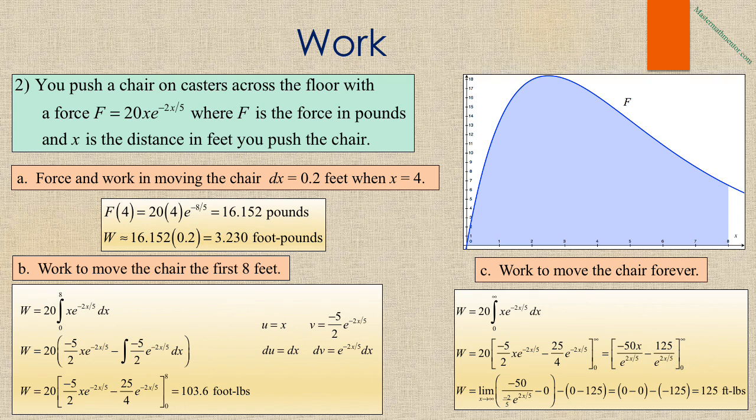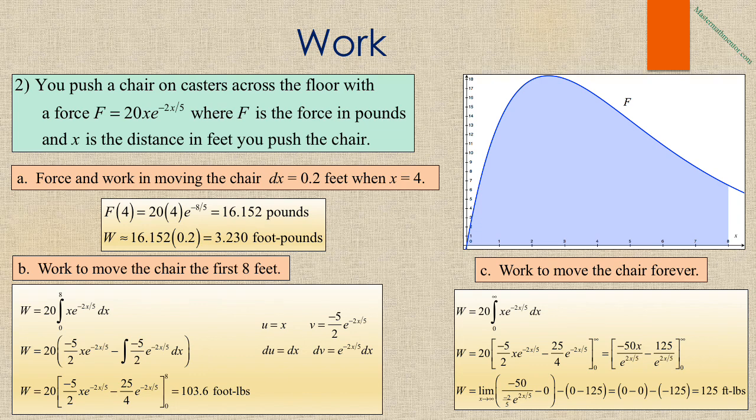We can use L'Hopital's rule for the infinity problems, and we get the limit as x approaches infinity of negative 50 over negative 2/5 e to the 2x over 5, minus 0. And then plugging in 0, we get minus quantity 0 minus 125. Again, using L'Hopital's rule, we get 0 minus negative 125, getting an answer of 125 foot-pounds.